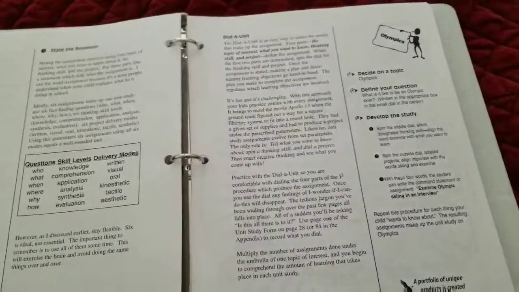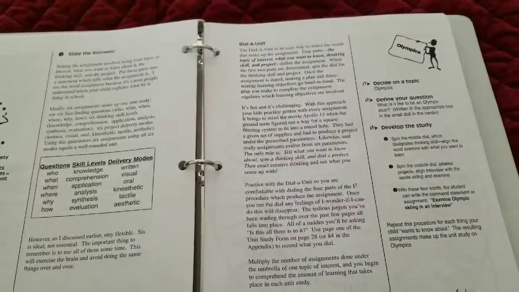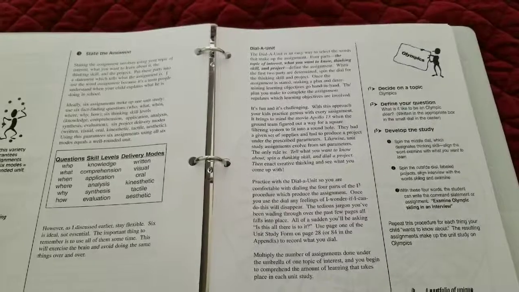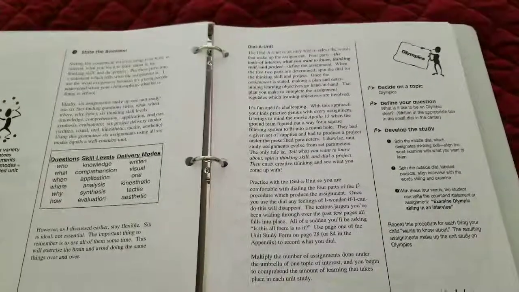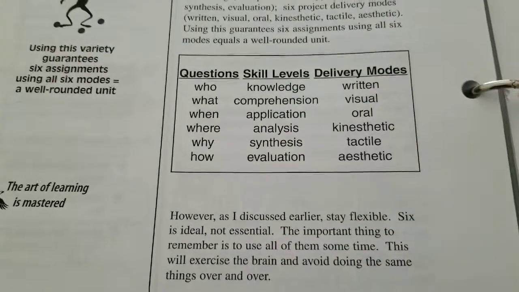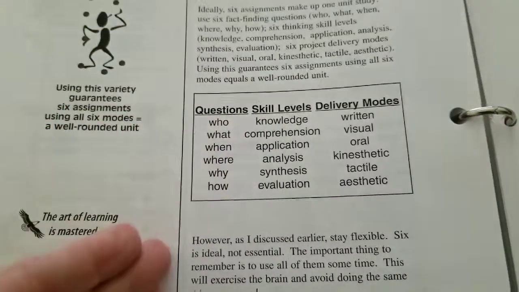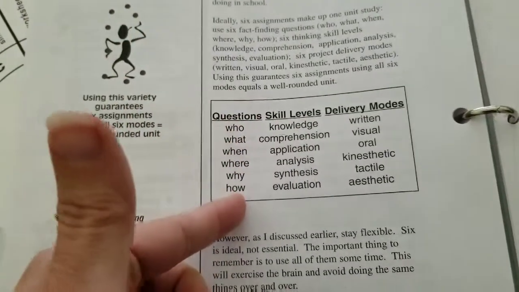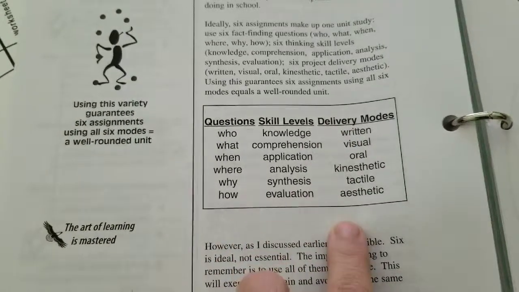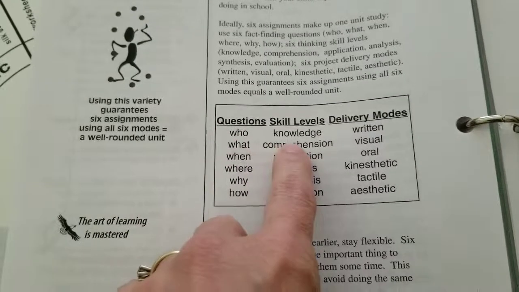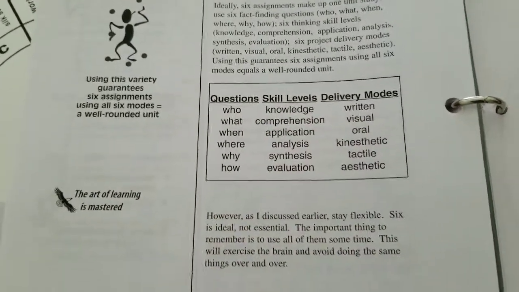Then she has, because sometimes it's easy to get in a rut. We're very comfortable with asking kids to do a certain thing, or maybe the kids are very comfortable doing a certain activity, but we really want to have components across the board. So we have the different questions we're going to ask for a unit study, different skill levels we're trying to get, and different modes for delivery. You don't want to always say the question of who is going to be a knowledge base and we're going to write it. You want to mix it up.